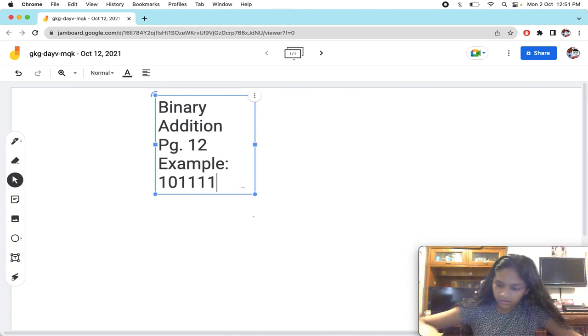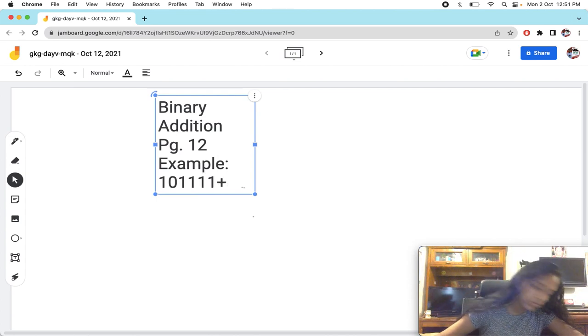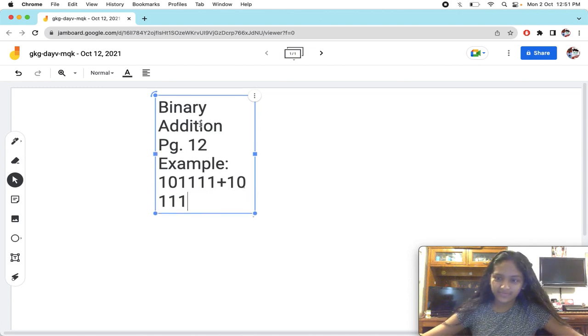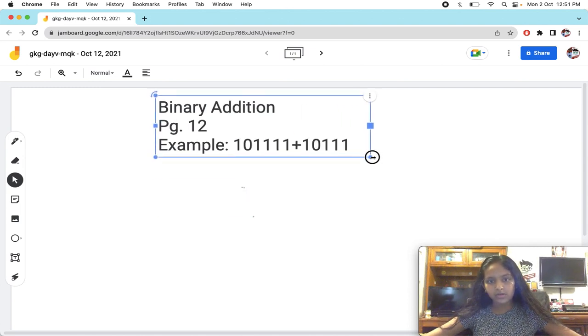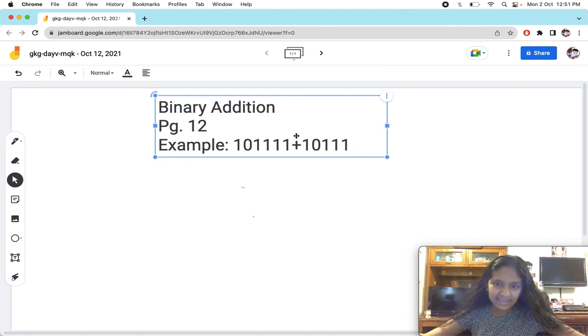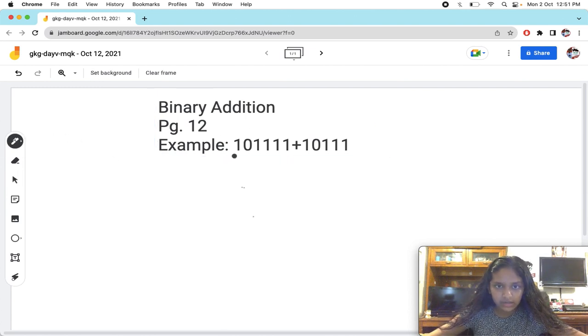101111 plus 10111. I was looking in the book because, as you know, I'm giving you the examples from the book so that it's easy for you, and if you forget anything, you can just see the book and remember it, right? So this is what we have to solve. First we are going to write this whole thing.